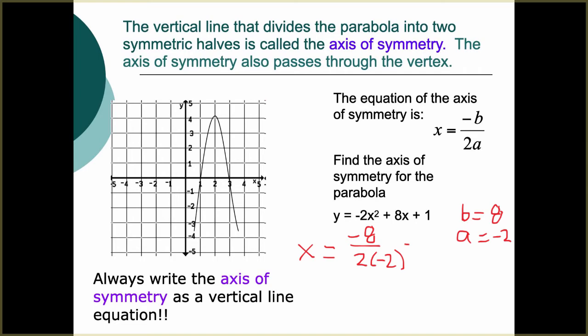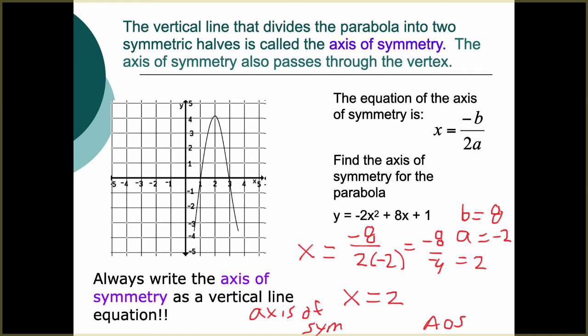Okay? Then we simplify. We have negative 8 over negative 4, which is just 2. So we write this as our axis of symmetry is x equals 2. And you can abbreviate axis of symmetry to AOS. So we find the axis of symmetry, we want to label it. Axis of symmetry is this line, x equals 2.